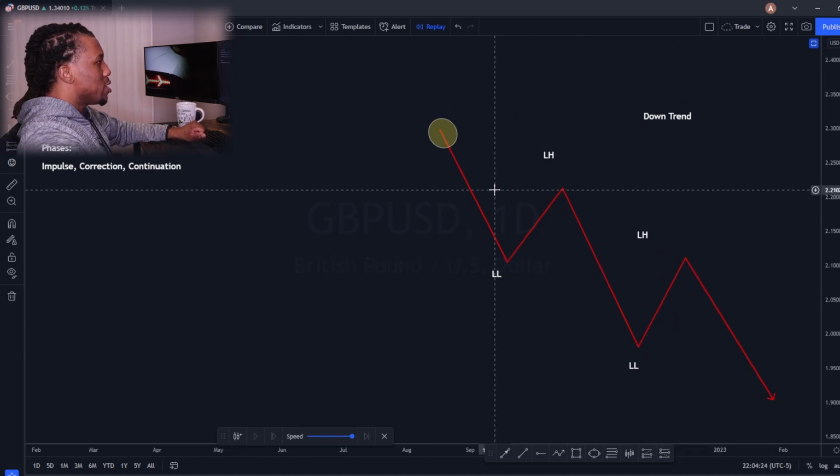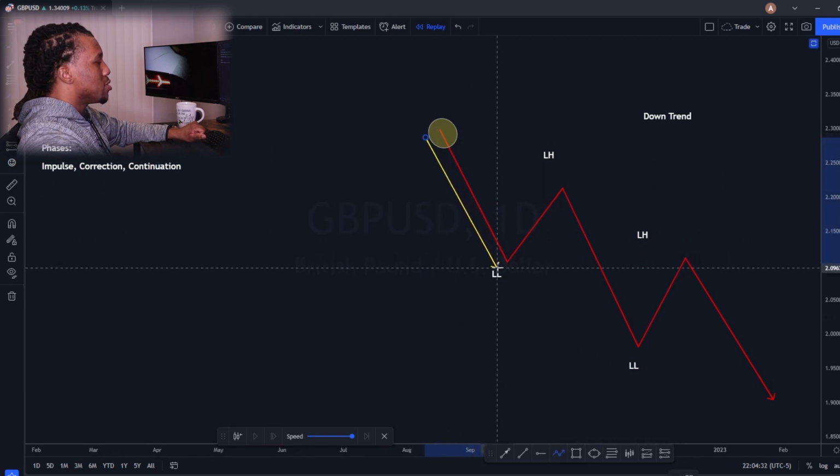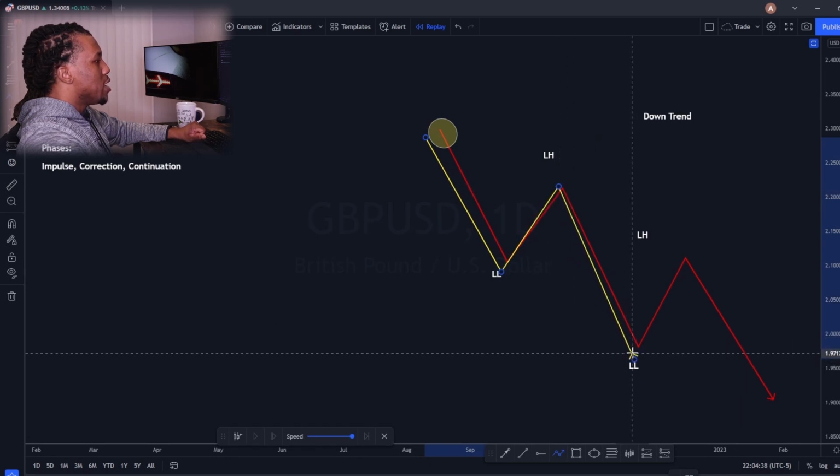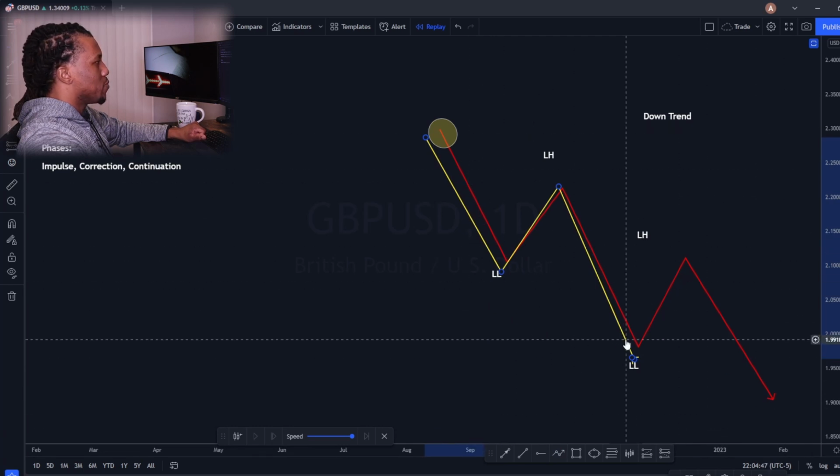Now, in this trend, we have what's called an impulse, correction, and continuation, three phases. And it's simply right here. So here's the impulse down to this lower low. Here's the correction up to the higher high right in here, and then the continuation. And then all of that repeats. So impulse, correction, continuation, right? So that is our downtrend, okay?